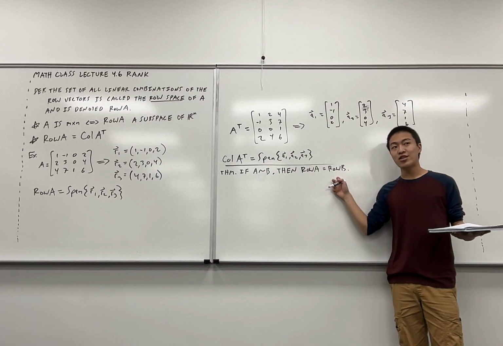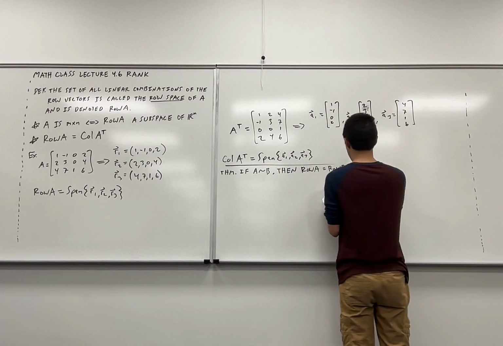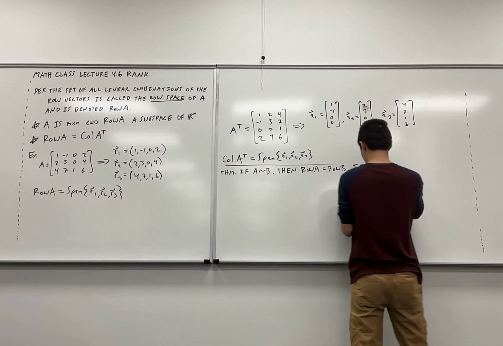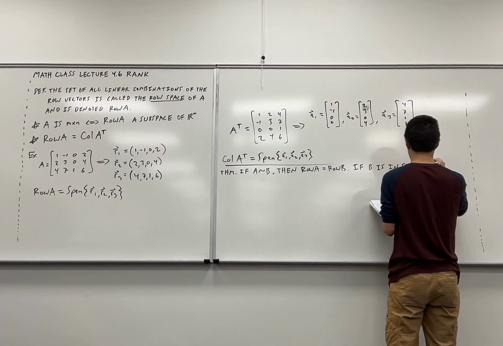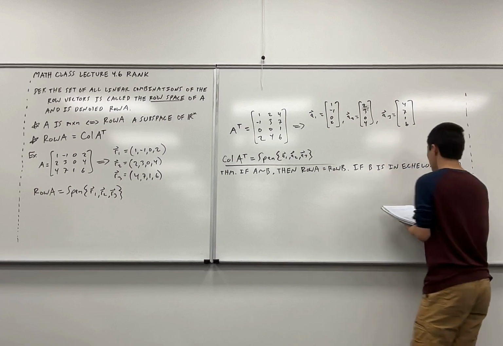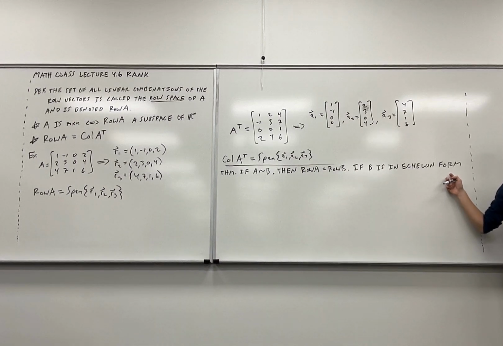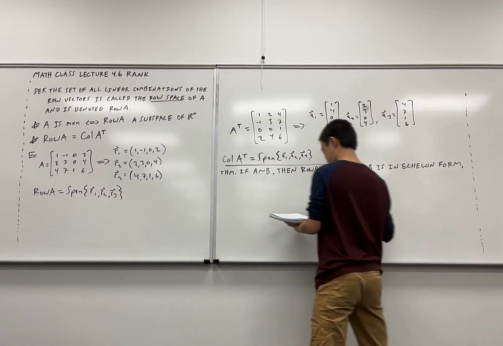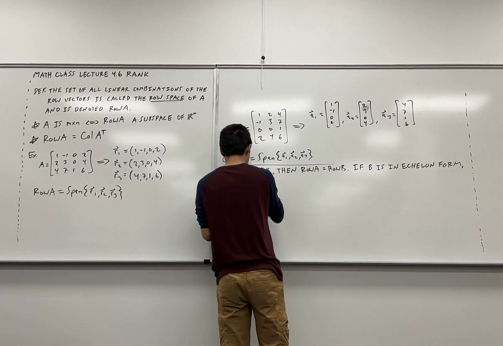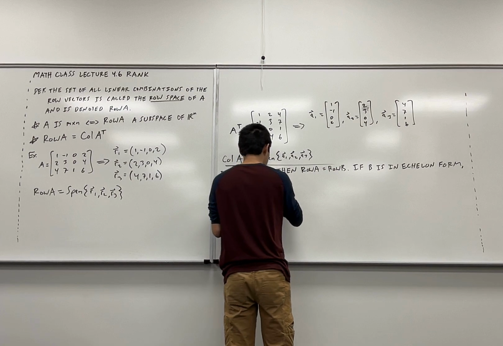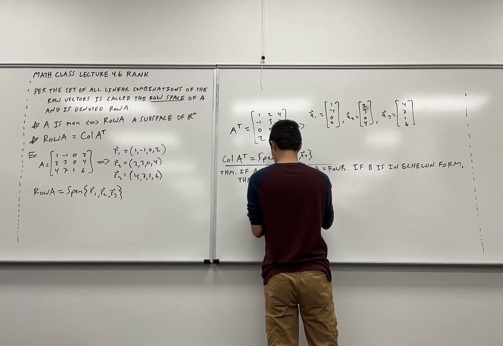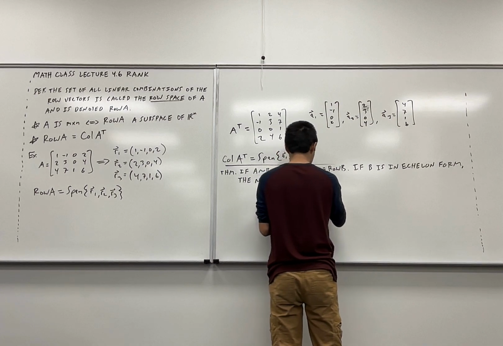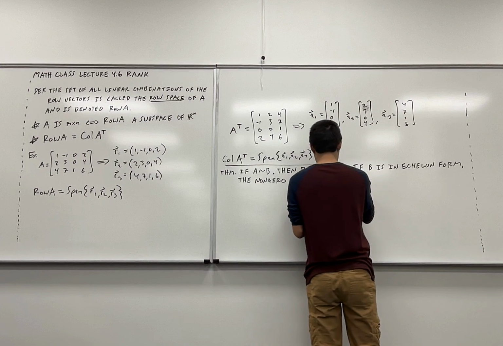So if we look at the row space of an echelon form, let's do that. If B is in echelon form, notice that we're not requiring what? Reduced. It just needs to be an echelon form, which is even nicer. The non-zero rows of B, meaning not all the entries are shut out to 0, form a basis.